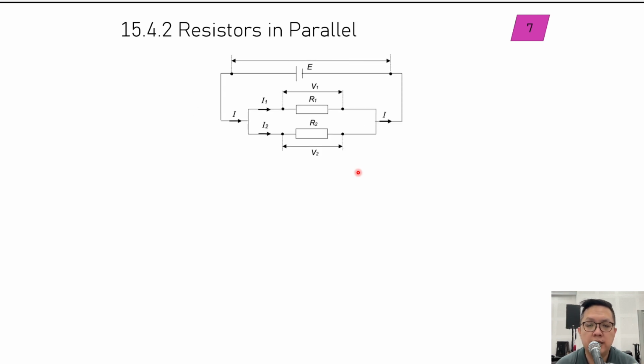Okay, so parallel circuit is this way. You have your single EMF source coming out with a current. The current is going to split into two, I1, I2. They'll flow through R1 and R2 respectively before recombining to form the original current I, and then going back into your EMF source. Okay, of course the potential drops V1 and V2 are there.